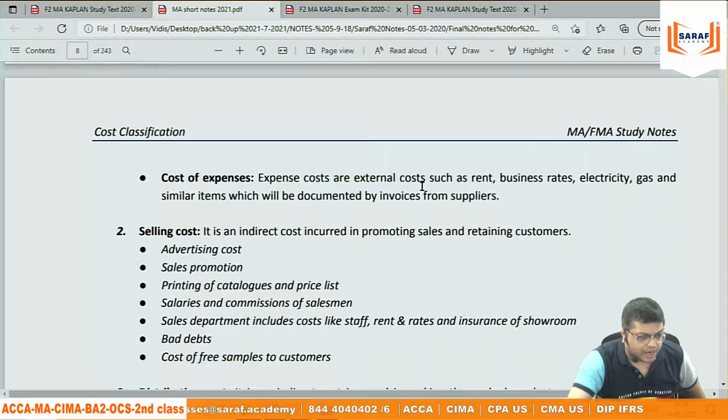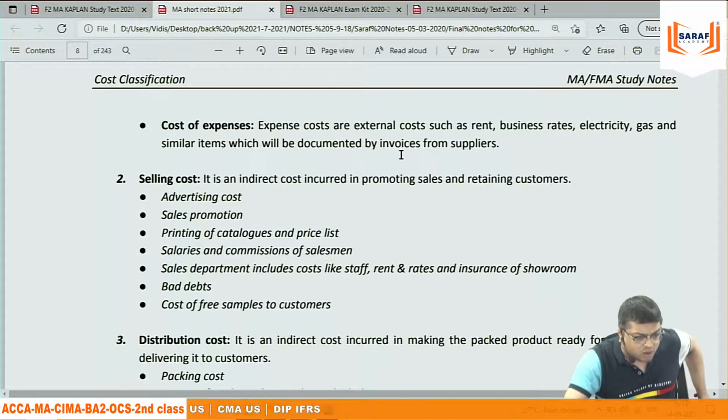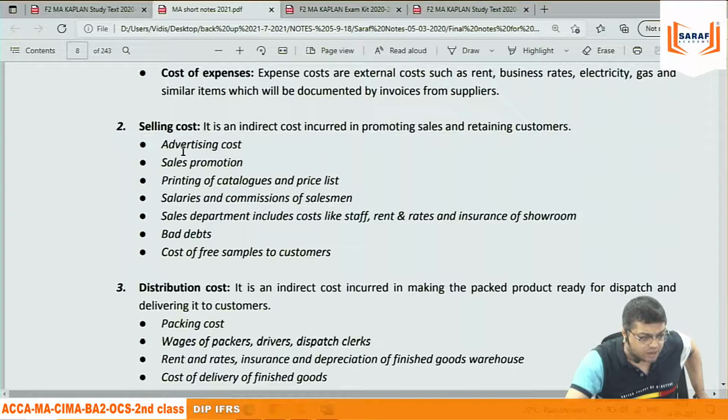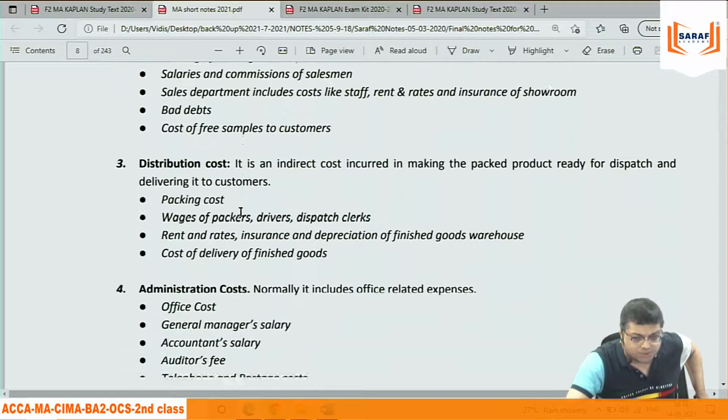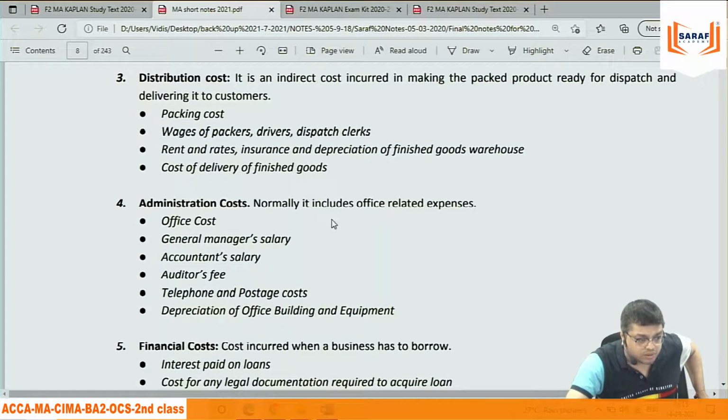Expenses costs are external costs such as rent, business rates, electricity, gas; similar items will be documented by invoice from the supplier. Selling cost: advertising, sales promotion, printing of catalogs, salaries and commission of salesmen, sales department cost, cost of free samples. Distribution: packing, wages of packers, rent and rates, cost of delivery. Rent and rates of what? Of the finished goods warehouse.